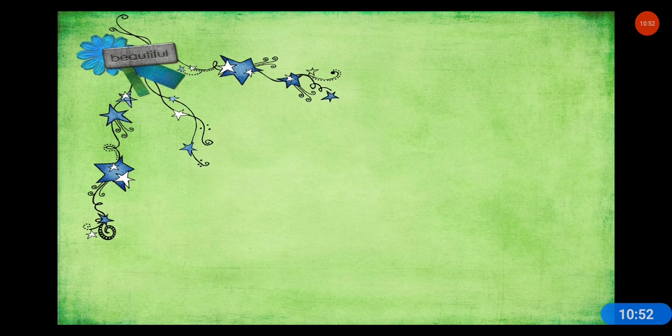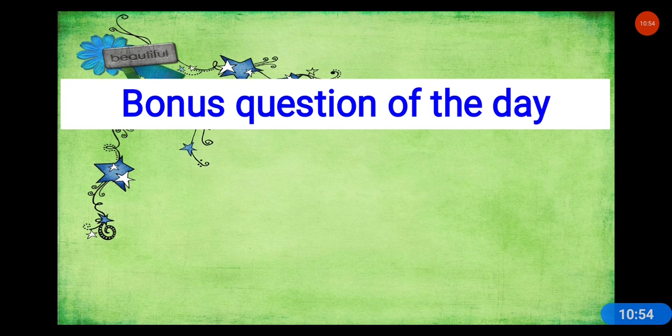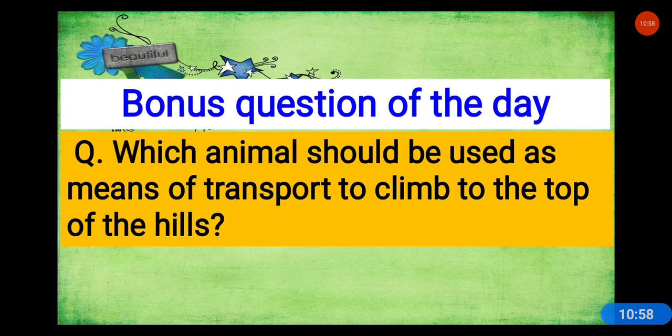Next slide. Right. So time for the bonus question. Which animal should be used as means of transport to climb to the top of the hills? Options will be given in the school year, right? You have to see the options from there.